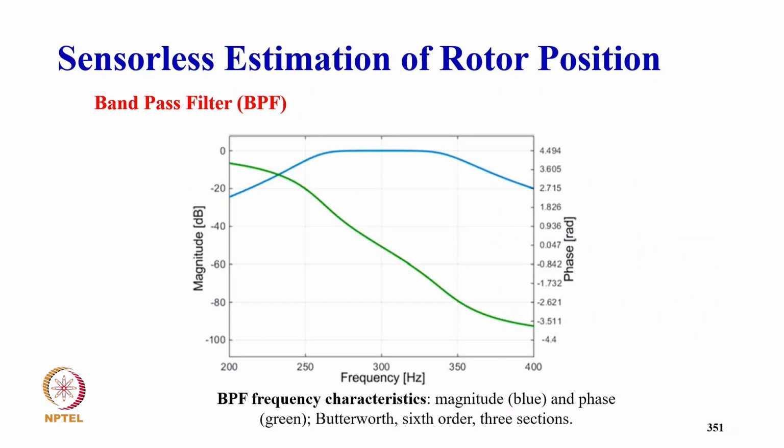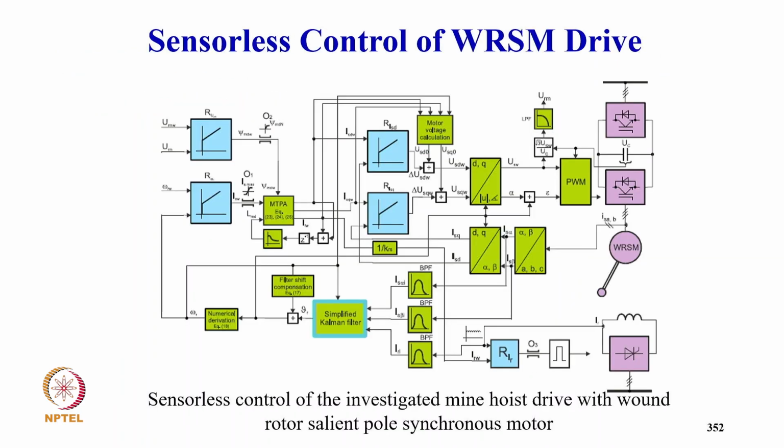And these are typically the response of the band pass filter, characteristic magnitude in blue and the phase in green. And these are sensorless control of an induction motor drive with wound rotor salient pole synchronous motor with all the input and estimation, and that's the reason the position is not estimated here.